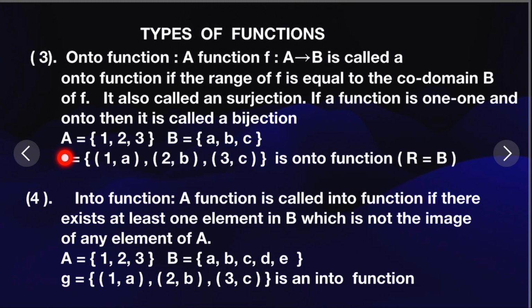So here for example, A is equal to {1, 2, 3}, B is equal to {a, b, c}. This is the function. Here the images are a, b and c, so the range is equal to the codomain. So it is an onto function. Into function: the range will not be equal to the codomain. See here, {a, b, c} is the range, whereas the codomain is {a, b, c, d, e}. So this is an into function.